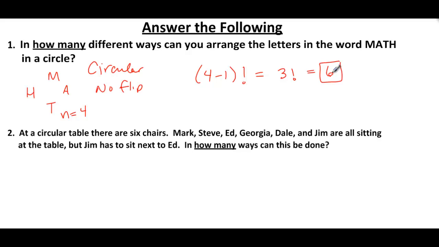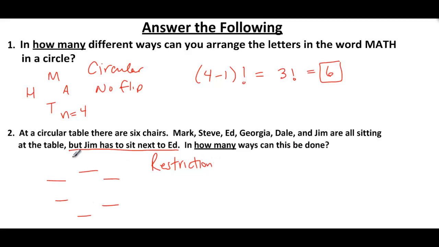Number 2 says at a circular table there are 6 chairs. So 1, 2, 3, 4, 5, 6. It's always nice to have a visual. Mark, Steve, Ed, Georgia, Dale, and Jim are all sitting at the table, but Jim has to sit next to Ed. So now I'm getting some sort of restriction. This restriction means it's non-circular. It's telling me things have to be next to each other, so that makes it more like a linear problem. And how many ways can this be done?